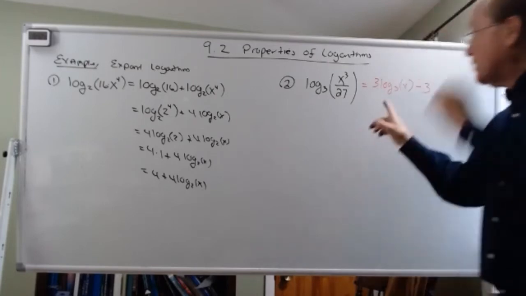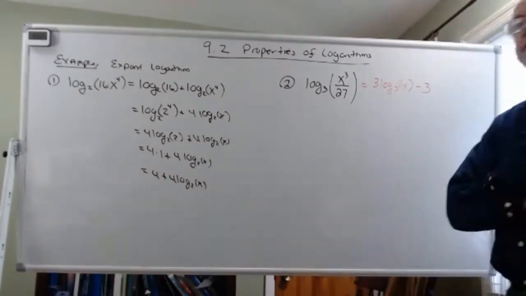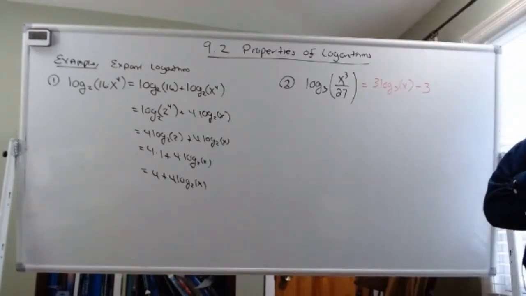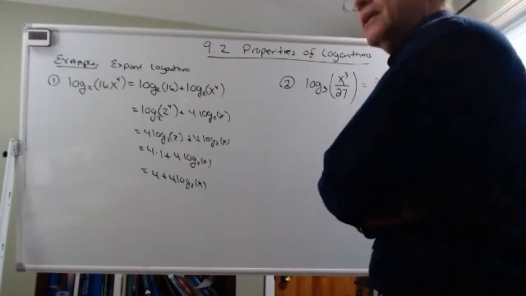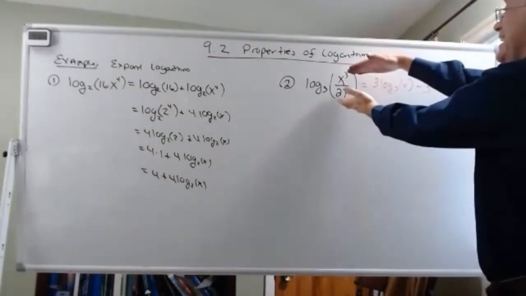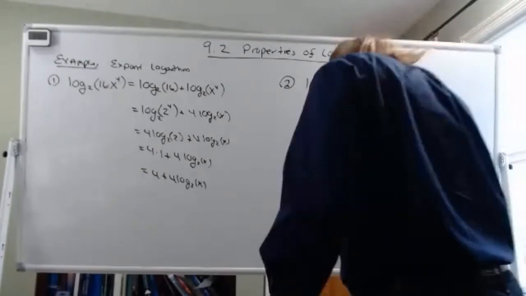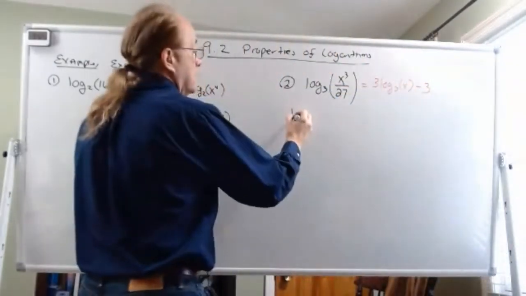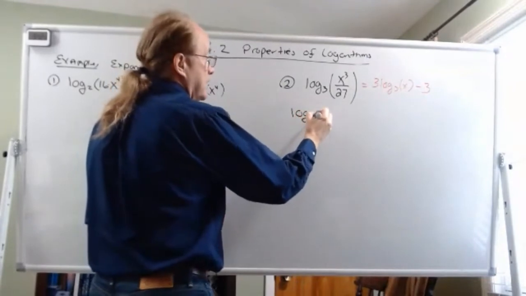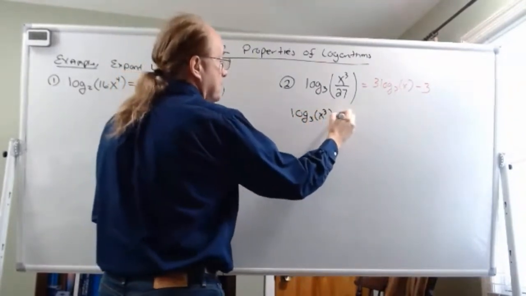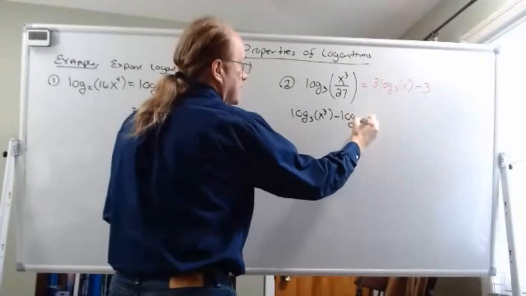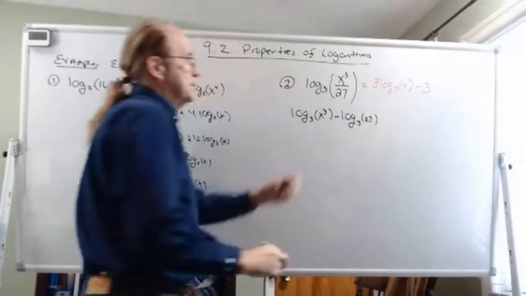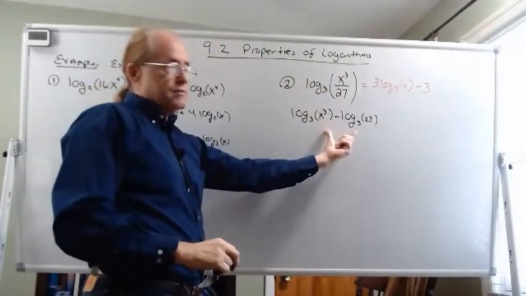I'll try that one. Does anyone want to see how I got that? Everyone getting that? Okay, so let's just kind of plug it in and just see. This is a quotient over here. So what I can do is I can rewrite that as a log in the base 3 of x cubed minus log in the base 3 of 27. When I have a quotient, it becomes a subtraction.